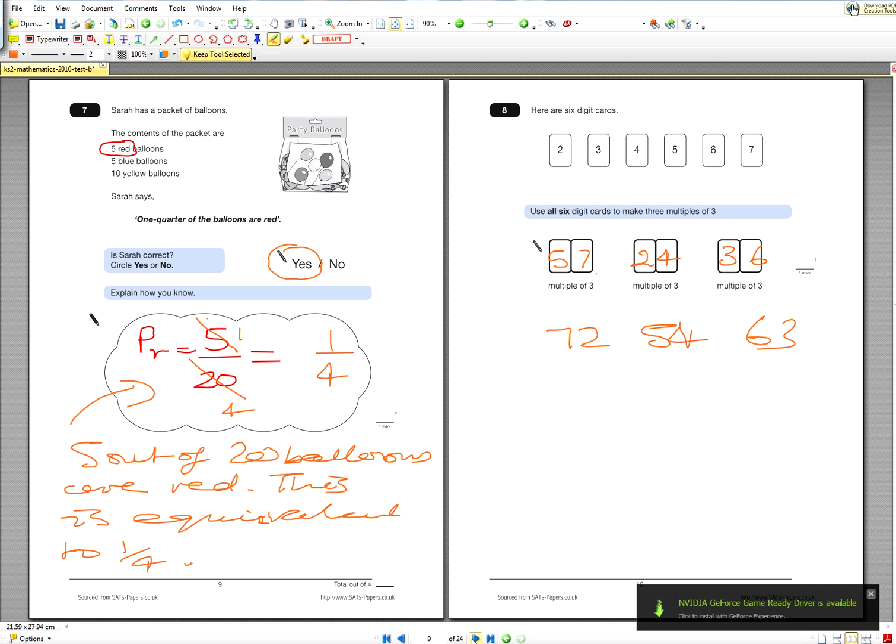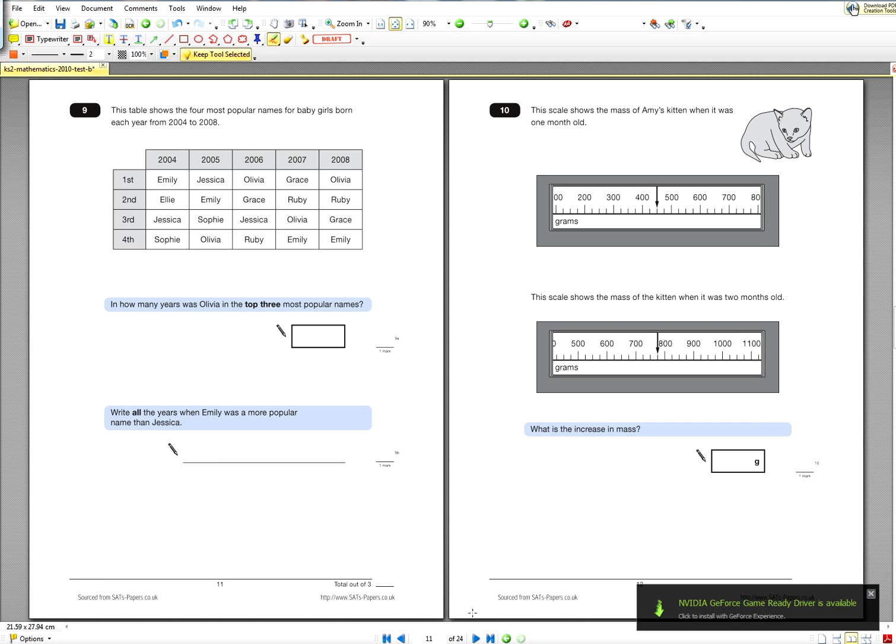36. That's lovely. Okay, and move on. Question number 9. In how many years was Olivia in the top 3 most popular names? Olivia. And the answer is? 3. 3.